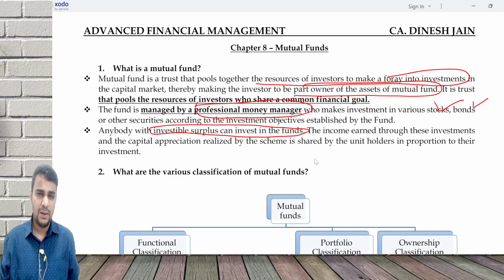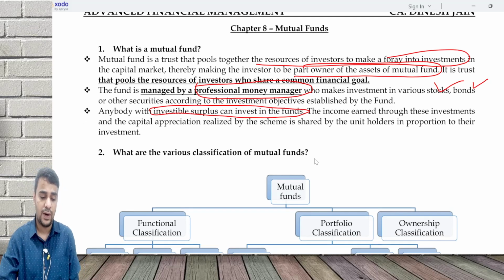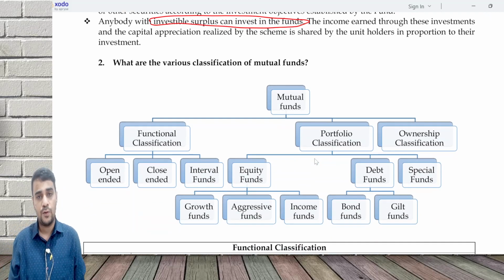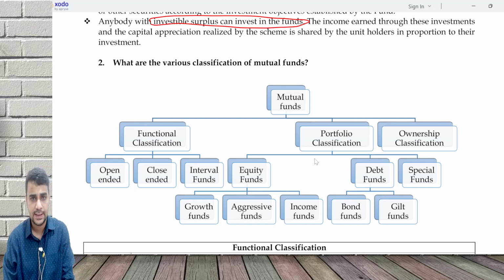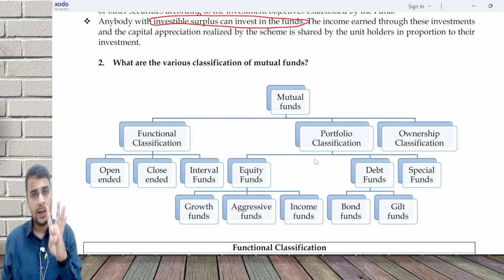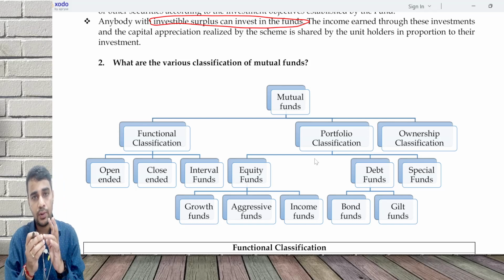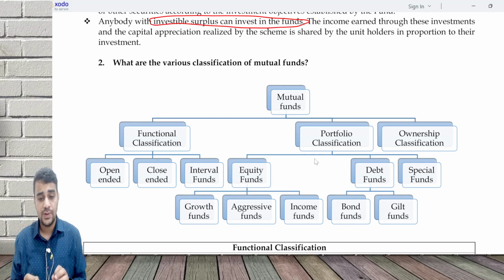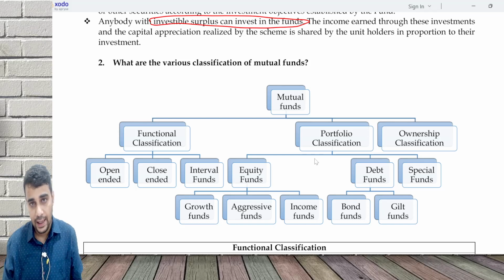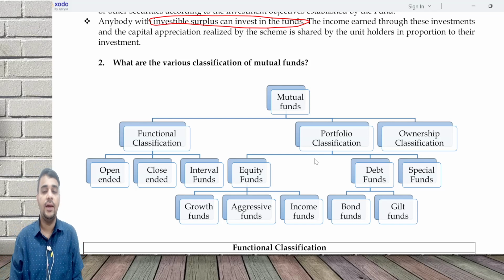Now there are multiple classifications of mutual funds: based on functional, based on portfolio, based on ownership. Let's first discuss functional classification, where I see questions on MCQ getting tested a lot. You have three types of scheme: open-ended scheme, close-ended scheme, and interval scheme. Open-ended scheme is one where you can make an entry and exit at any point of time.